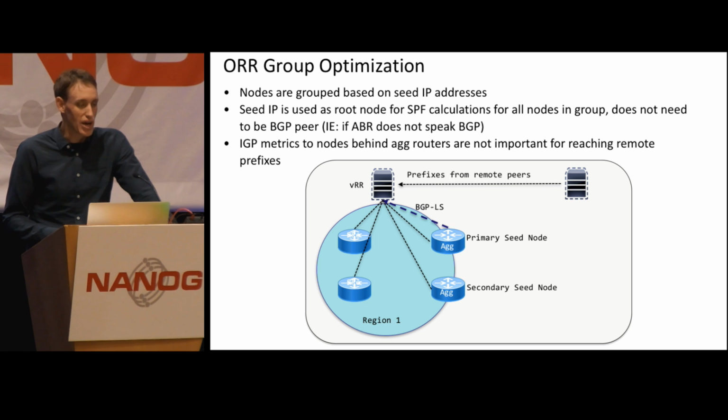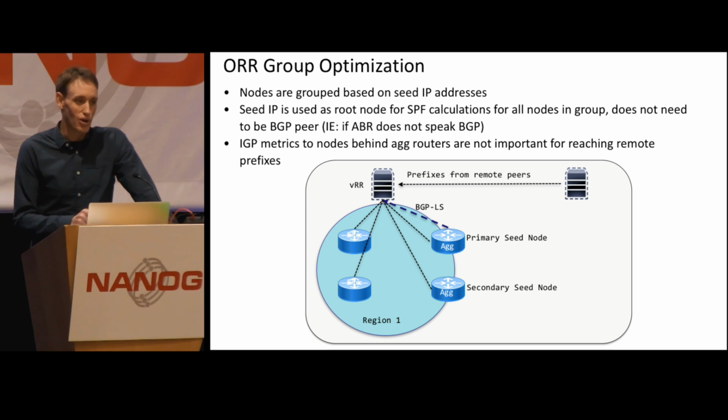And the reason you do that is, in a lot of typical networks where I have maybe a pair of aggregation routers that sit in front of lots of other routers, for the prefixes that are being selected from a remote peer, the IGP cost behind those ABR nodes and aggregation nodes, they're not really important. As long as those nodes are the forwarding path for all traffic to those exit points, we really don't care.